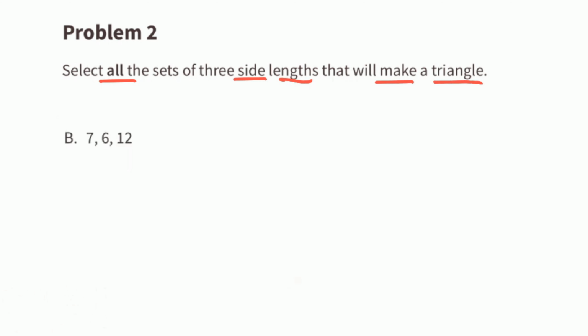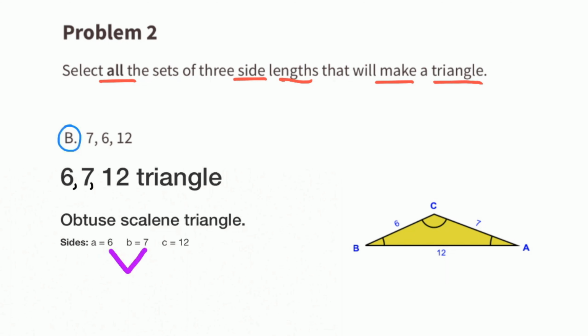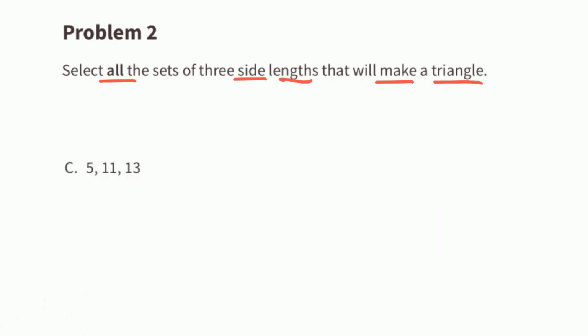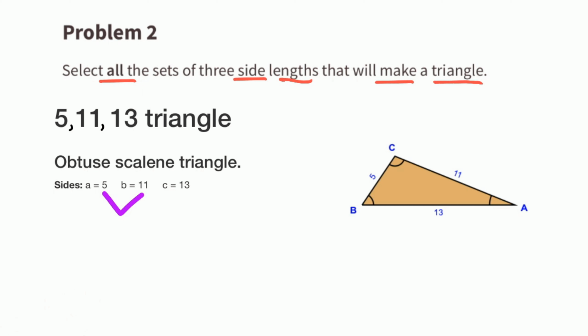Let's try B. Here's a look at a triangle that has side lengths of 6, 7, and 12, and as you can see, it is a triangle. Remember, 6 plus 7 is 13, which is greater than 12. These 3 side lengths would form a triangle. C. The longest side length is 13, so the other 2 side lengths need to have a sum that's greater than 13. 5 plus 11 is 16, and 16 is greater than 13. So these 3 side lengths will form a triangle.